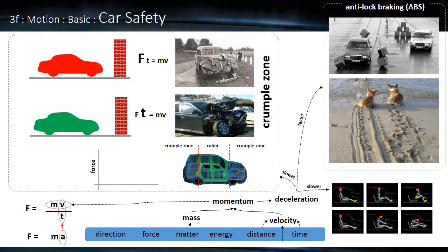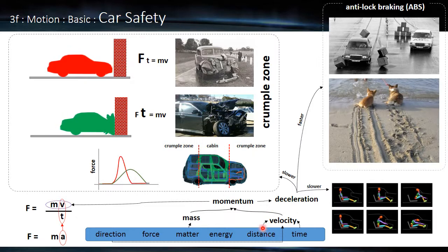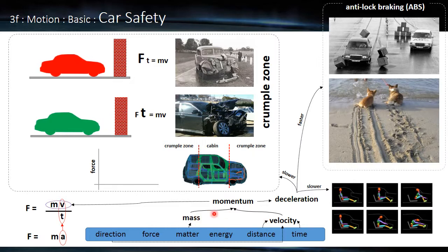This is unit 3F. It deals with car safety. So at the bottom here we've got velocity again, which is a combination of distance, time and direction. And we've also got mass, this property of matter. Now if we multiply these two things together we get the concept of momentum.